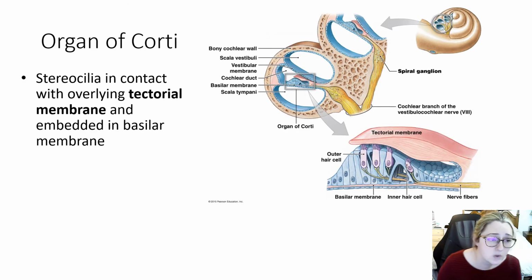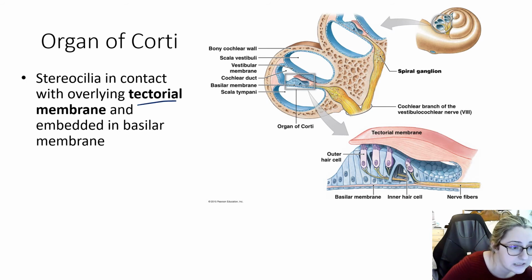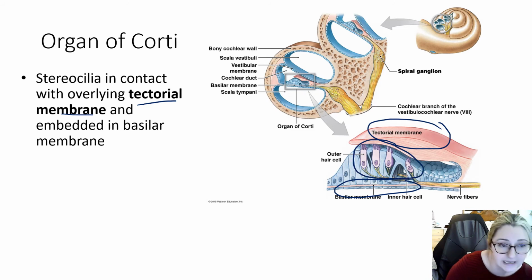The organ of Corti is going to contain stereocilia. These are going to be small little sound cells that are going to be able to pick up those waves and those vibrations moving through. What's overlying the organ of Corti is the tectoral membrane, and embedded is the basilar membrane. So we have the tectoral membrane, and the basilar membrane is down here. Now these are the important little guys right here, these little hair cells.